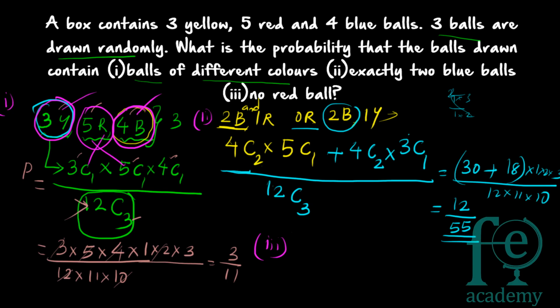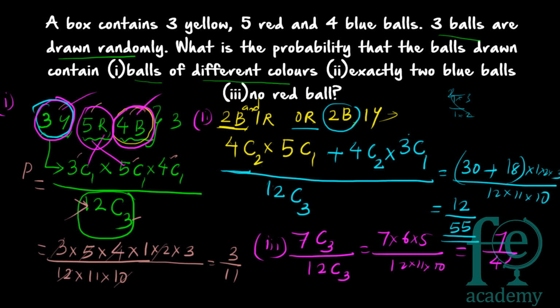So what is the probability? It will be 7C3. Out of the 7 balls, you are selecting 3 balls, and the total number of outcomes always will be 12C3. Out of 12 balls, you have to select 3 balls. So you will be getting 7 into 6 into 5 divided by 12 into 11 into 10. 7C3 means you will be getting 1 into 2 into 3 in the denominator. Similarly, for 12C3 also you will be getting 1 into 2 into 3 in the denominator. So both will be getting cancelled. By solving this, you will be getting 7 by 44. So 7 by 44 is the probability.